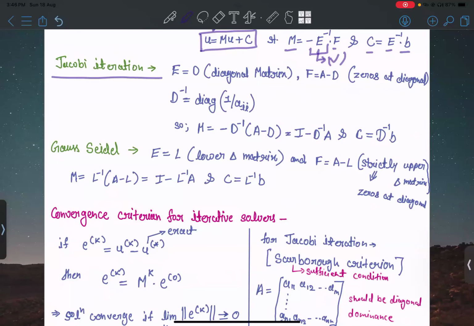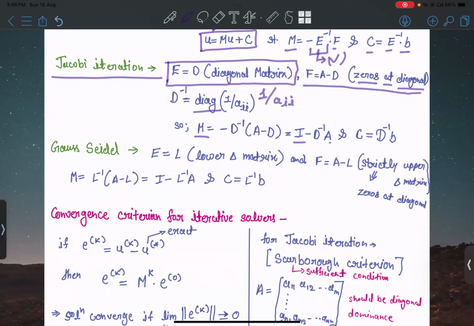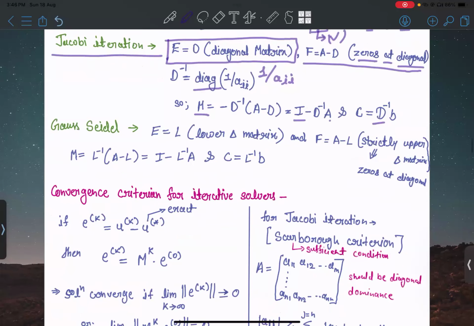So what we try to do in Jacobi iteration is make E a diagonal matrix and F zeros at the diagonal. Then D inverse will be the diagonal matrix where the element, rather than aii, will be equal to 1 upon aii. And once we have found D, we can easily find this M matrix, which will be I minus D inverse A, and this C matrix, D inverse multiplied by B. In Gauss-Seidel, what we try to do?